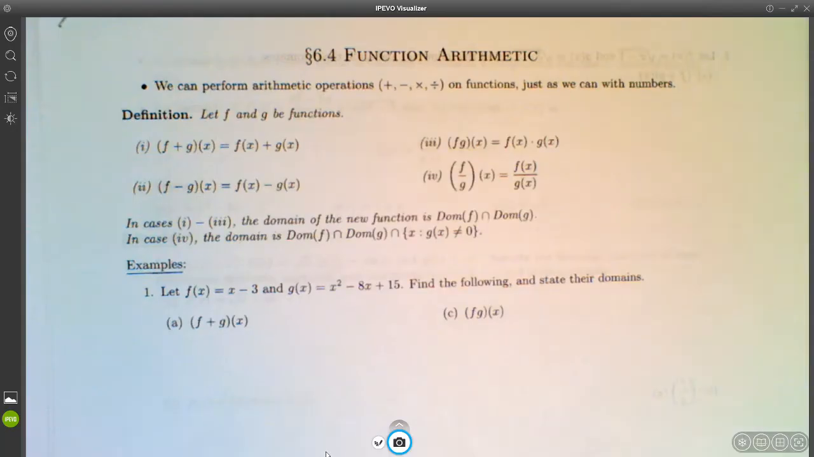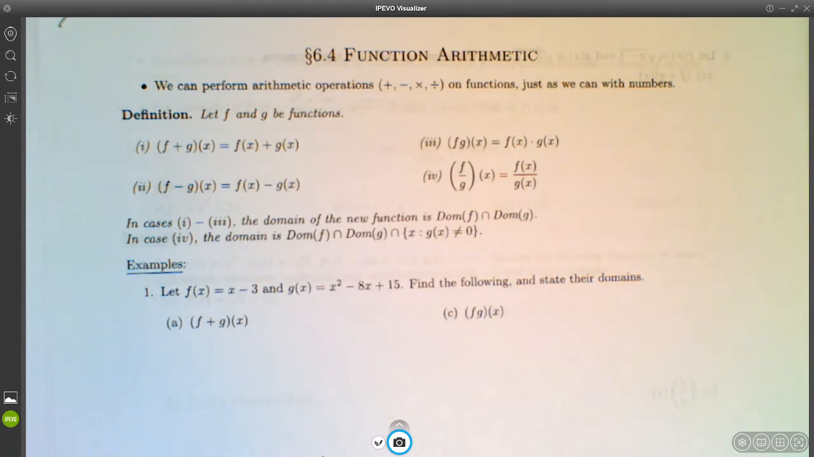Alright friends, let's get started in 6.4. So we're continuing our discussion of functions. In 6.3 we talked about composition of functions, which is an important topic. It's a way to make more complicated functions out of simpler ones.